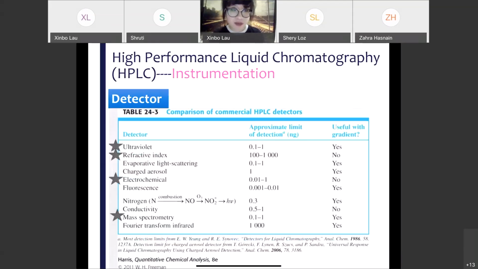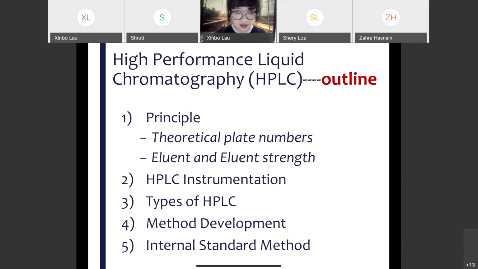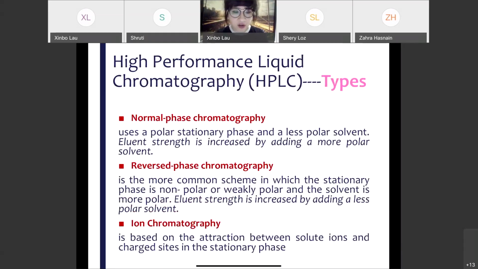As I said, for our HPLC we're using UV, and there are other detectors as well. As I mentioned, you can combine it with MS, a mass spectrometer. That's also very powerful because it is able to study the mass of your sample. The next portion is the types of HPLC. I'll quickly go over them: normal phase chromatography, reverse phase chromatography, and ion chromatography.